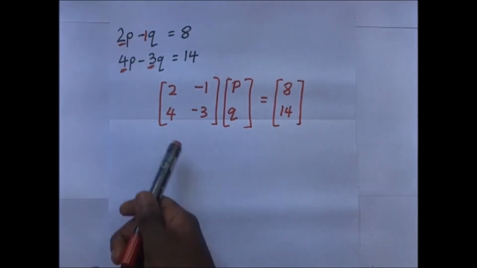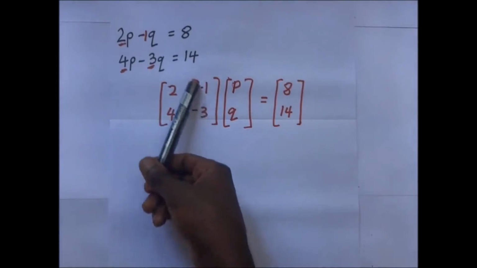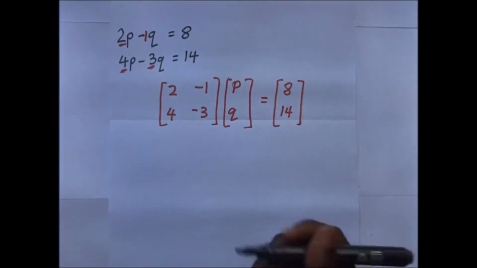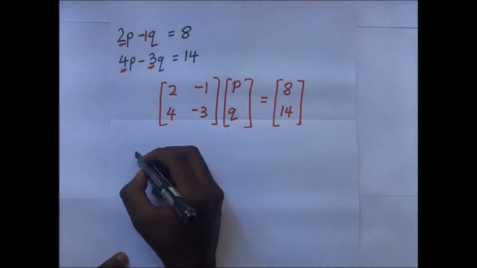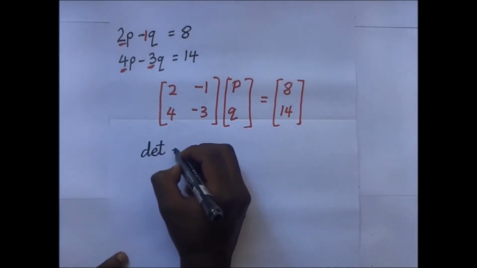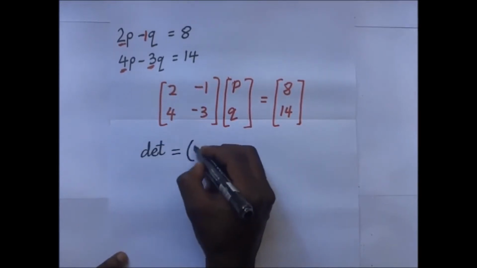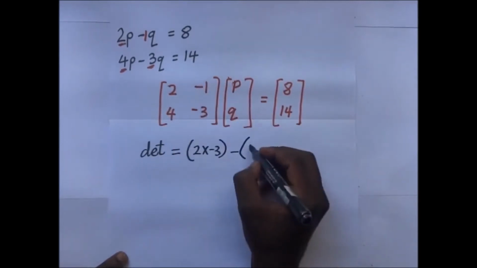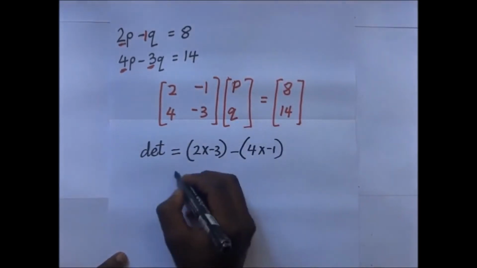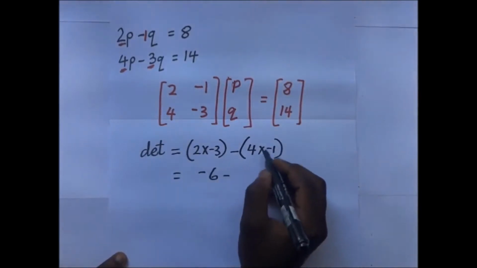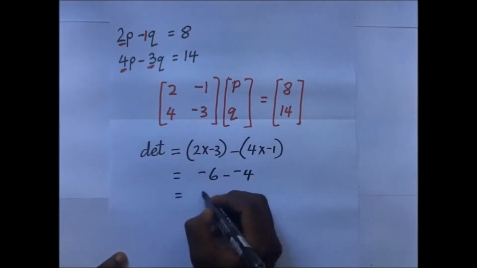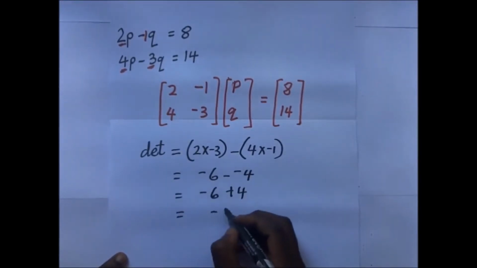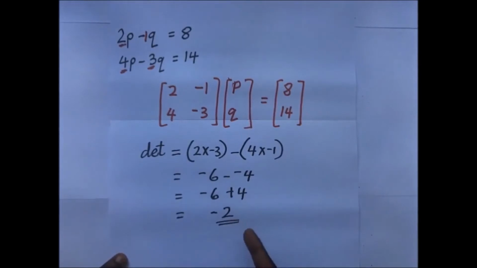Then after that, we go ahead and find the inverse of this matrix. When we get the inverse of this matrix, we multiply it on both sides. So for the inverse, first get the determinant of the matrix, which is 2 times -3 minus 4 times -1. We end up with -6 minus -4. It's going to give us -6 plus 4, giving us -2. So this is our determinant.